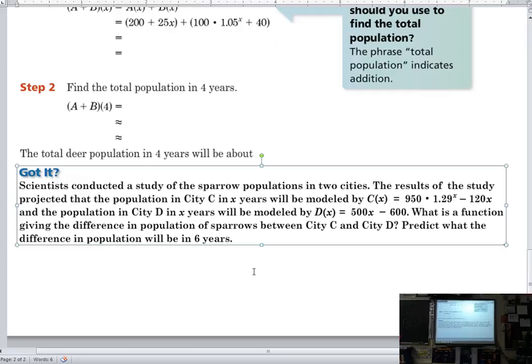So check out this got it on the back, 14.4. All right. So we've got a population of sparrows, and in city C, we use the function c of x. City D, we use the function d of x. What is the function giving the difference in the population of the sparrows between city C and city D? Do we know which one's going to have more? Well, what has bigger numbers? What type of function is c of x?